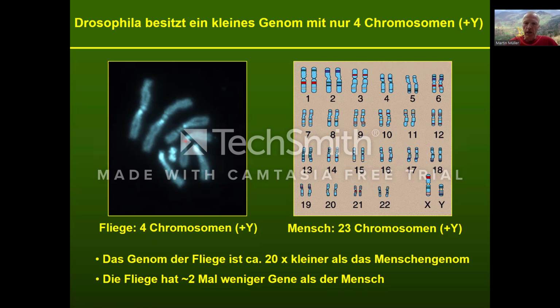This also means that the fly genome is much more compact than our genome, for example, and despite the fact that it is 20 times smaller, it has only about 2 times fewer genes than we have. So there seems to be much less space between genes in the fly than in our genome.